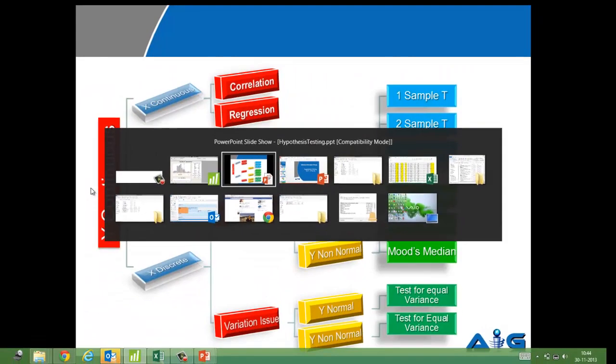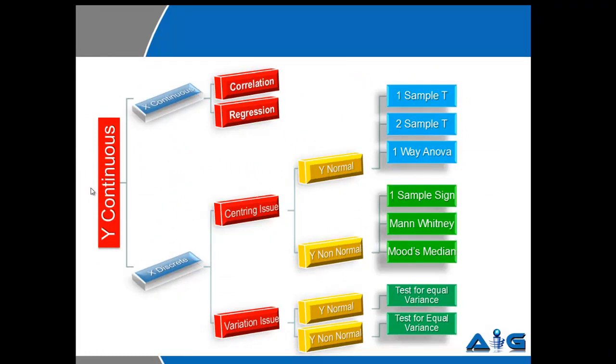Let's go back. So the first question you will ask is whether you're concerned about central tendency or about variability. Once you've decided that central tendency is your issue, you will have to check whether your Y is normally distributed or not. You do that using the normality test. Should your Y be normally distributed, you have options of conducting 3 tests: 1 sample T, 2 sample T, and 1 way ANOVA. If your Y is non-normally distributed, you would look at options of 1 sample sign, Mann-Whitney, and Mood's median.